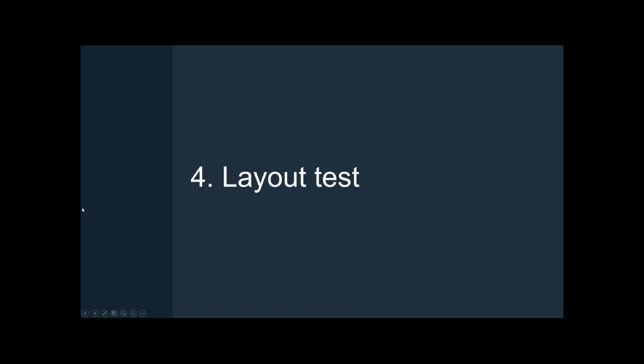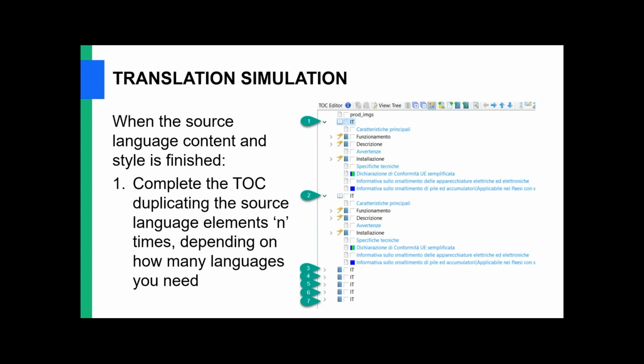Okay, let's talk about the fourth phase of the process, which is layout test. This is pretty straightforward. I go fast on this, but I mention it to give you the full process. Here I worked on the Italian language, and I needed to simulate the final publication to test the content volume because I didn't have the translated content. So I used what I had, that was the source language content.